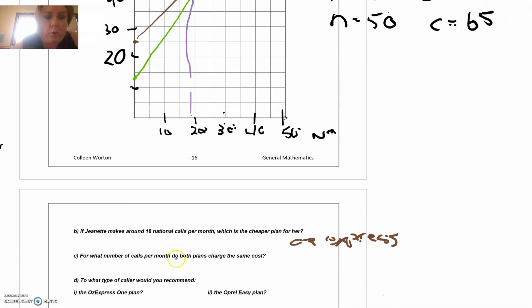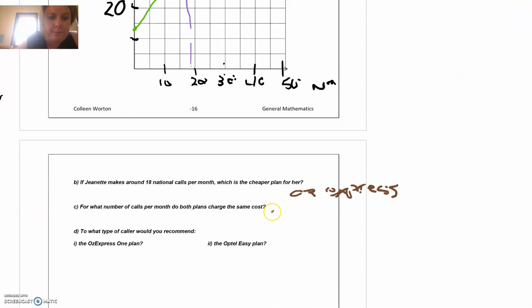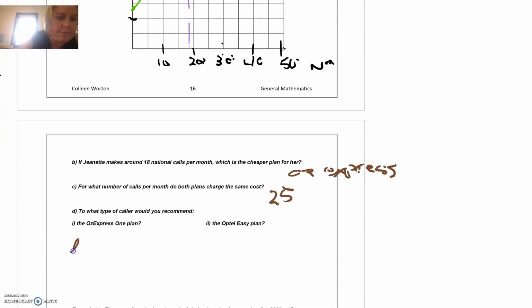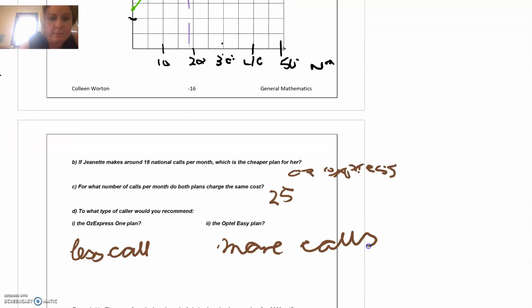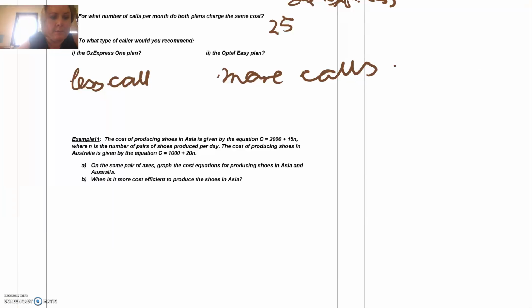For what number of calls do both plans have the same? That's this interesting point here, and I would say it's 25. To what type of caller would you recommend an Oz Express plan? Well, it's cheaper if you make less calls, and the other one's cheaper if you make more calls. I'll do the next example on another video.